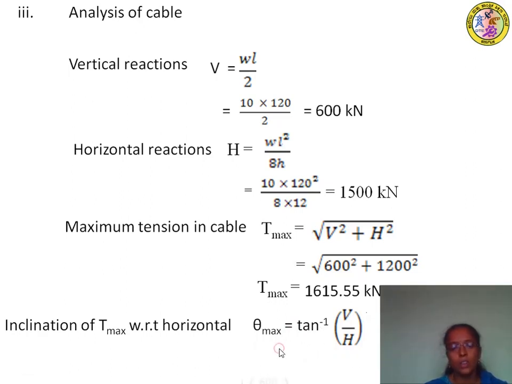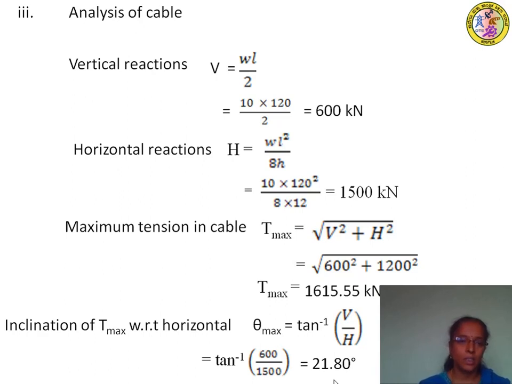So if you substitute it, tan inverse of 600 divided by 1500, you will get an angle of 21.8 degrees. So the angle made by the tangent drawn to the suspension cable at the support is at an angle of 21.8 degrees with respect to horizontal. So that is the analysis of suspension bridge with stiffening, 3-hinged stiffening girder. So that is for the module 5.